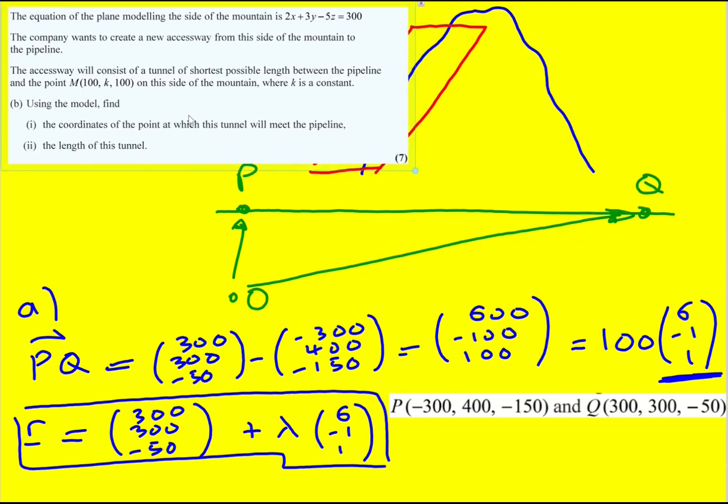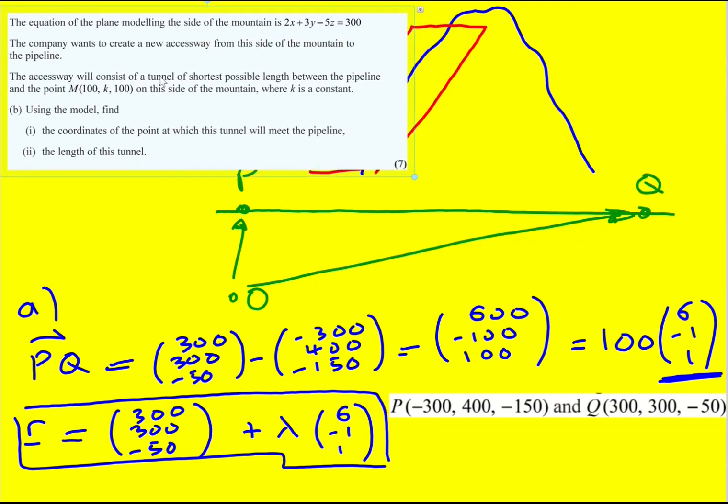Right, let's take a look at part B. We're now told that the equation of the plane modeling the side of the mountain is given by the equation shown. And the company wants to create a new access way from this side of the mountain to the pipeline. The access way will consist of a tunnel of shortest possible length between the pipeline and the point M (100, K, 100) on this side of the mountain where K is a constant. Using the model, find the coordinates of the point at which this tunnel will meet the pipeline.